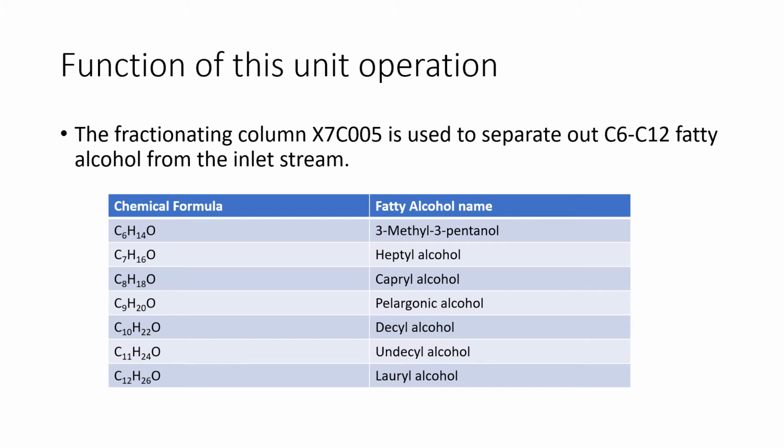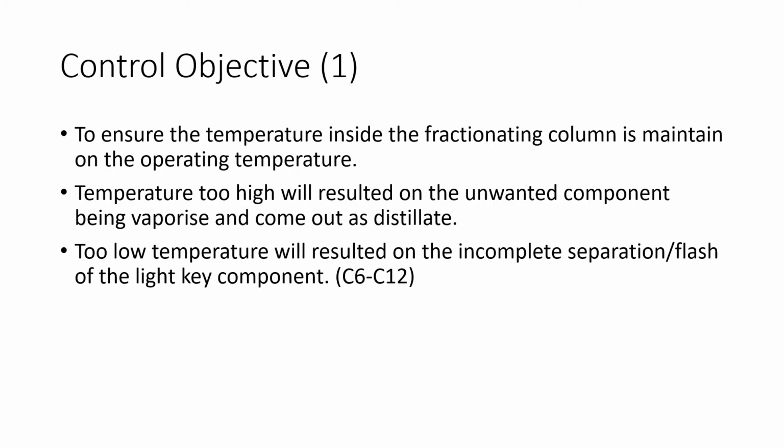The chemical name for the C6 to C12 fatty alcohol is shown in the table below. In order to optimize the system, a total of two controls is proposed. The first control objective is to maintain the temperature inside the fractionating column. Maintaining temperature is critical in the fractionating column because temperature will directly affect the efficiency of the fractionating column.